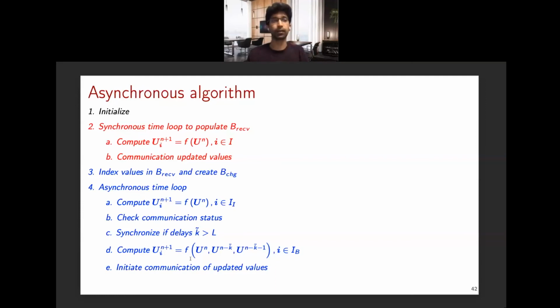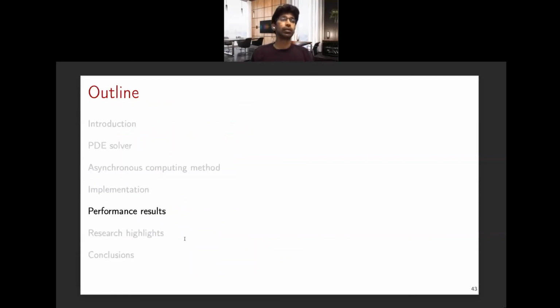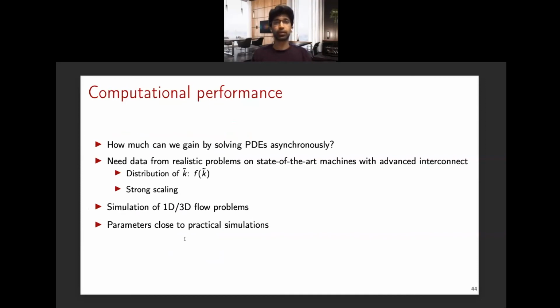Okay, so with all of these things, I can again go over these details in Q&A. We will move to the performance results. So now, how do we quantify the performance? We will quantify the performance in two aspects. The first one is the distribution of delays.